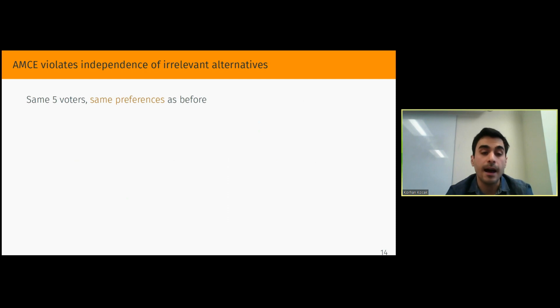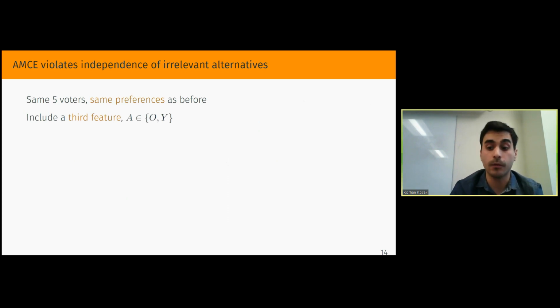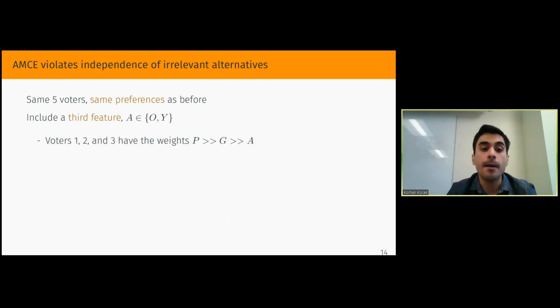I'm going to have the same 5 voters with the same preferences as before, but I'm going to suppose that the experimenter now includes a third feature. For simplicity, let's call it age, which can take 2 values, old or young. And I'm going to assume that voters 1, 2, and 3 don't care about age very much. It's the least important thing for them. Whereas voters 4 and 5 care about it very intensely, even more so than gender.